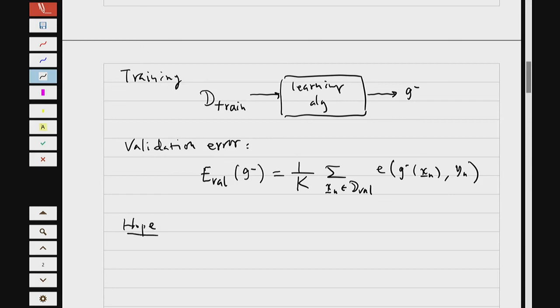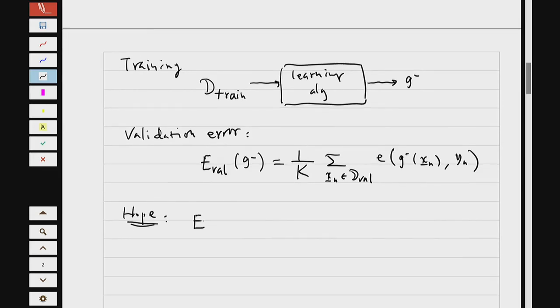Our hope, of course, is that this validation works. What does it mean that this validation works? Well, this validation gives you a good estimation for the test error. The estimation error should be close to the test error. So we want E val of G minus to be approximately equal to E out of G minus. But that's not quite enough because in reality, we are supposed to get E out of G, right? But G is the one you get if you are using the entire data set to train.